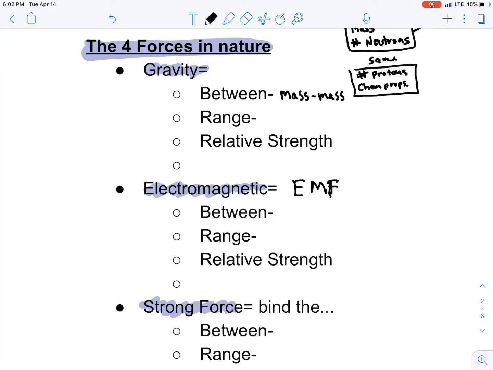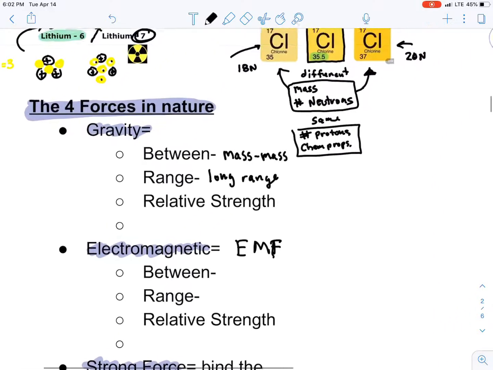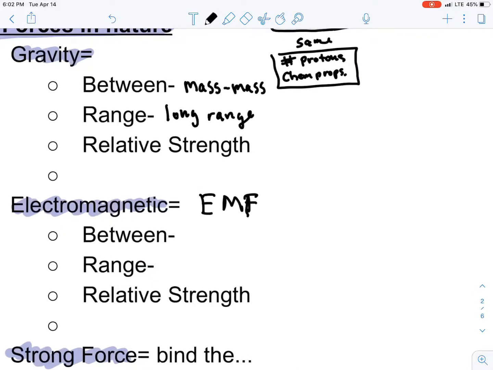Right? And it is the longest range. It goes out all over the whole entire universe. Long range, and it goes through the whole universe. And it is also, and this is going to seem weird because we have one named the weak force, but it is the weakest of the forces.